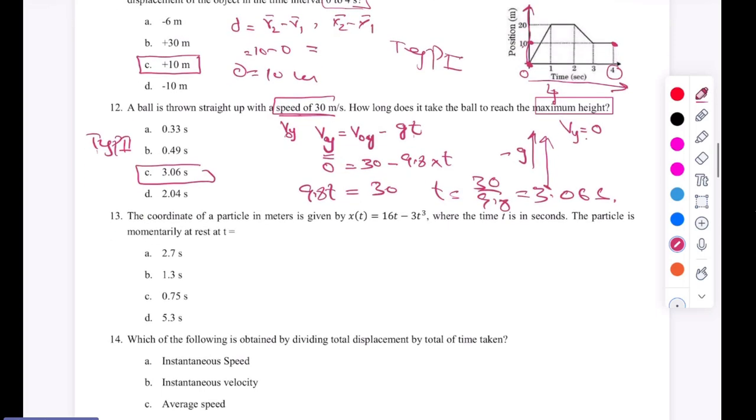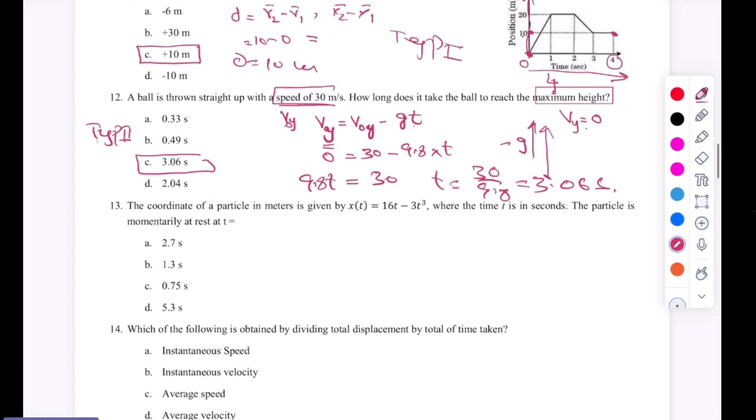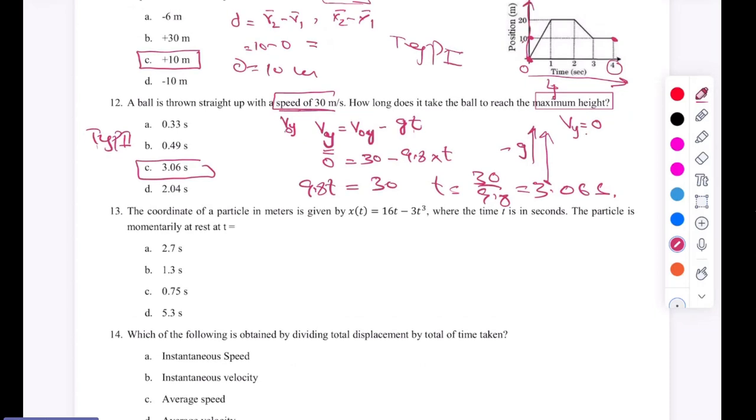Okay, now the coordinate x of a particle in meters is given, where the time t is in seconds. The particle is momentarily at rest, which means its velocity goes to 0. When the object is at rest, its velocity goes to 0. So how do we find velocity from a function of x? Anyone? Derivative. We do the derivative.